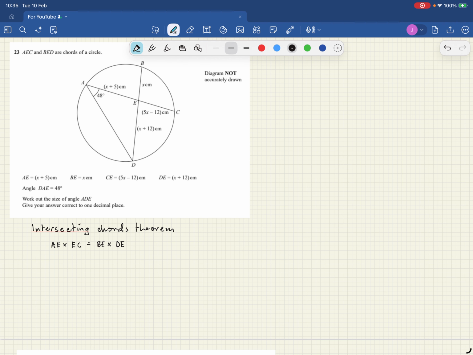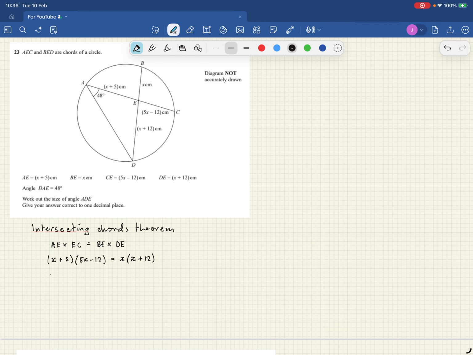Okay, so I've got to do this carefully. AE is x plus 5. EC is 5x minus 12, and that's equal to BE, which is x, times ED or DE, which is x plus 12. And I've got to carefully multiply that out and get it all on one side.